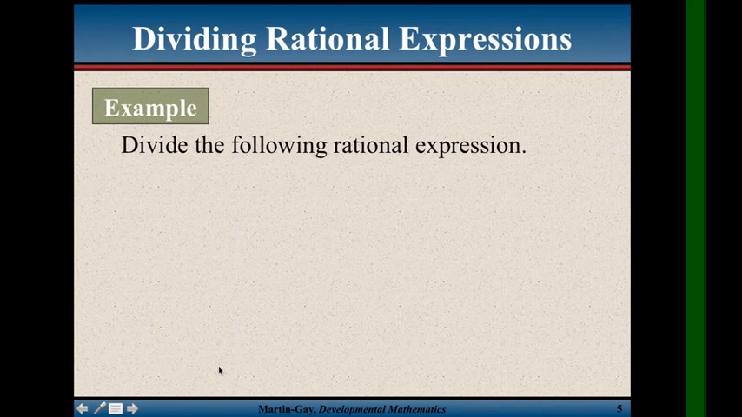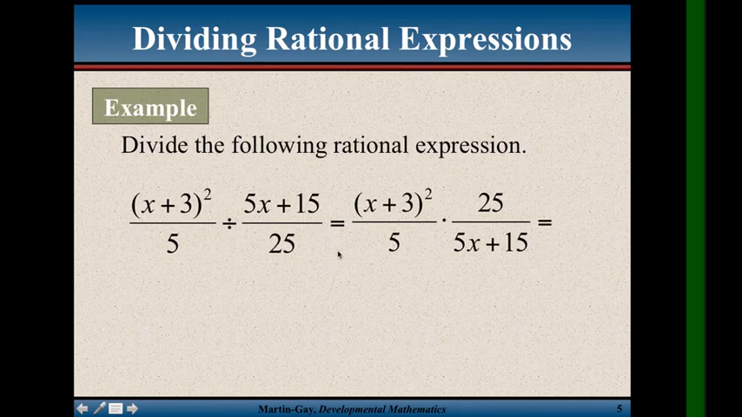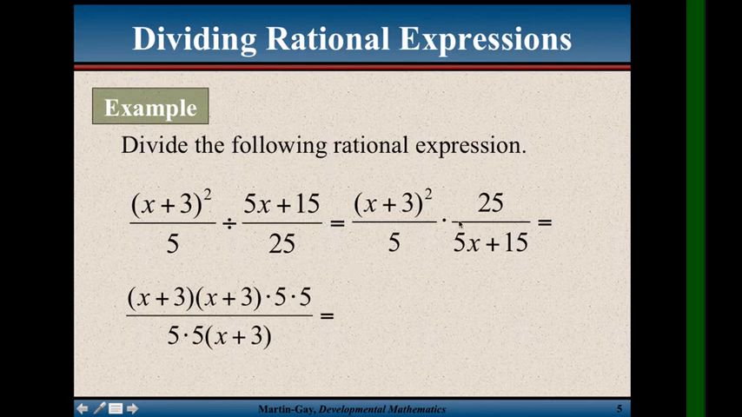Divide the following rational expressions. So these are the rational expressions. We have (x plus 3) squared over 5 divided by 5x plus 15 over 25. So as you can see, the denominators are whole numbers. First, get the reciprocal. So naging ganito siya. And then after that, pagsamahin, yung 25 naging 5 times 5. So, finactor out natin siya. Okay? And then, yung (x plus 3) squared, ibig sabihin, x plus 3 times x plus 3.